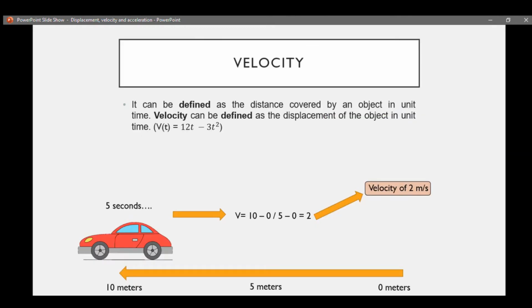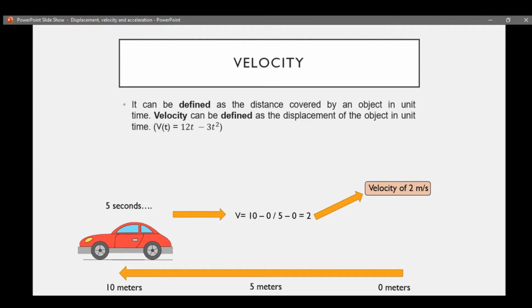Velocity. Velocity can be defined as the distance covered by an object in unit time. Velocity can also be defined as the displacement of the object in unit time. The example that we provided is given by the red car in the picture below. This car traveled 10 meters in 5 seconds.